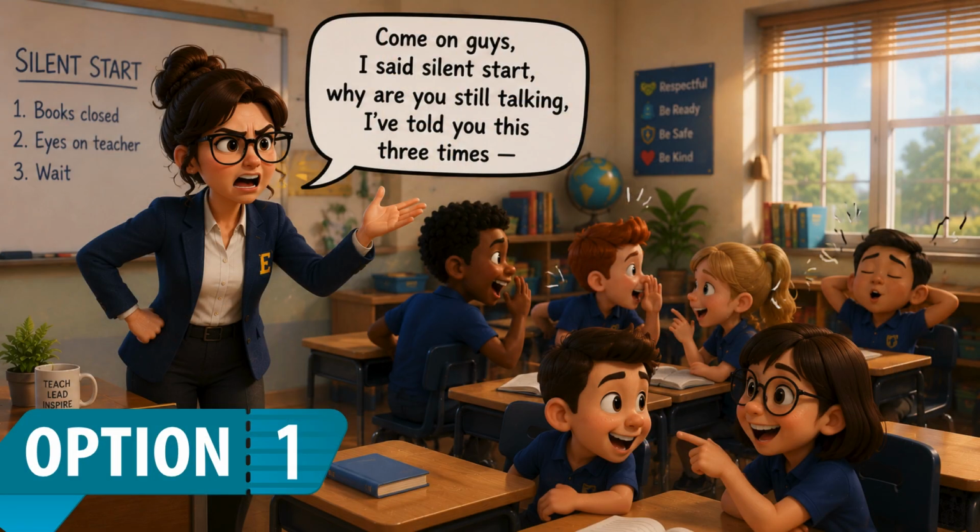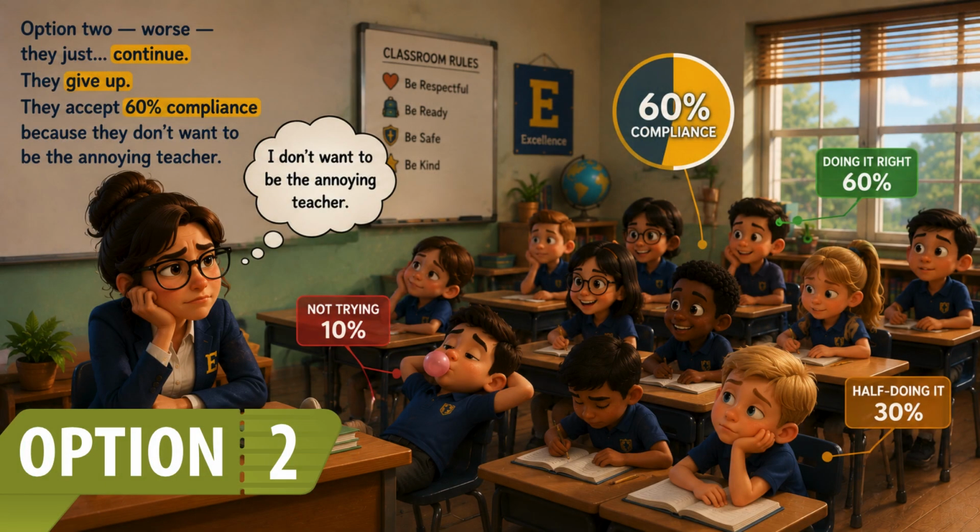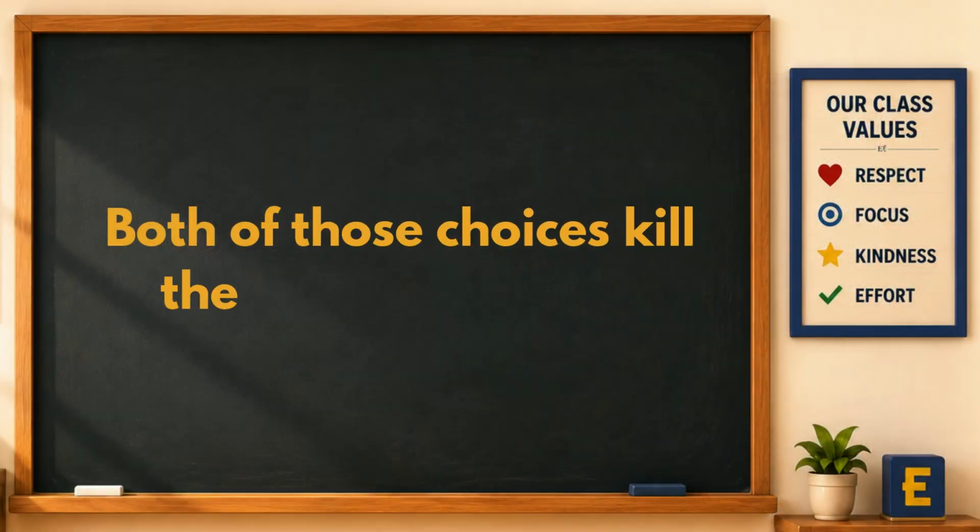Option 1, they get frustrated and lecture. Come on, guys. I said silent start. Why are you still talking? I've told you this 3 times. Option 2, worse. They just continue. They give up. They accept 60% compliance because they don't want to be the annoying teacher. Both of those choices kill the routine forever.